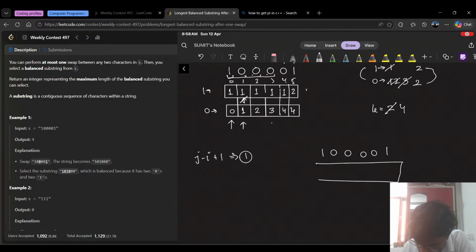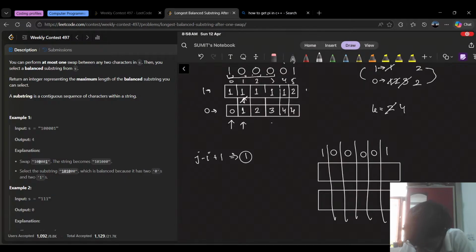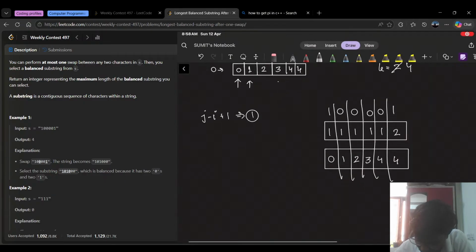1 0 0 0 1. Try run again. So for your 1 1 1 1 2, it's 2 not 0. It's 2 0 1 2 3 4. That's the mistake.